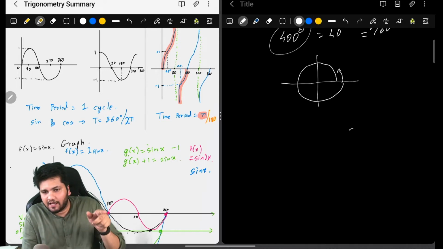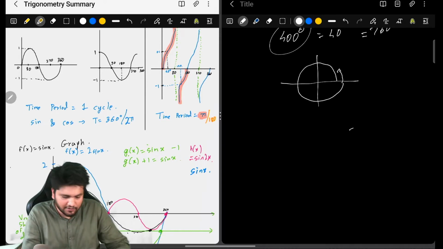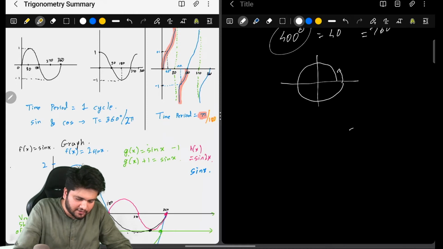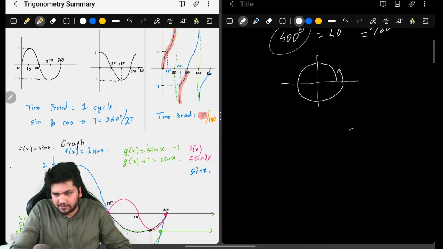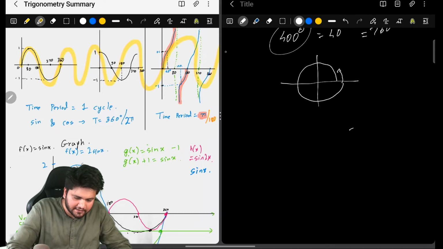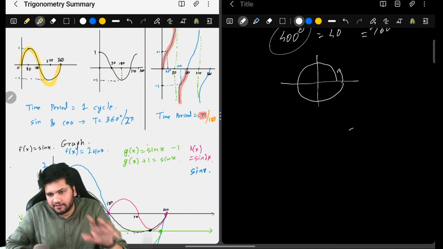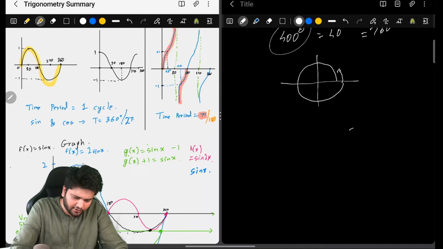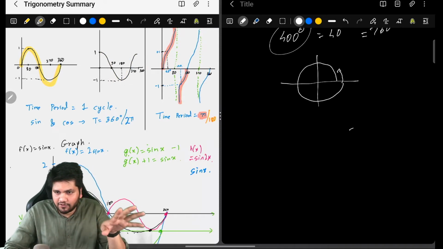Time period is actually the one cycle it takes. So here time period is going to be one cycle. For sine and cos, it is 360 degree or 2 pi. It's not 360 by 2 pi. It's 360 or 2 pi. Because see, this is sine, and it keeps on repeating like this. So one cycle will take how much time? It is going to take 360 degree or 2 pi. Similarly for cos, it keeps on going like this. The cycle keeps on repeating, so one cycle takes 360 degree.